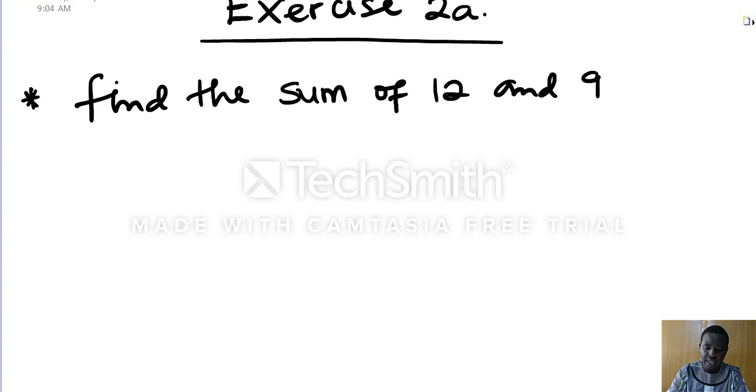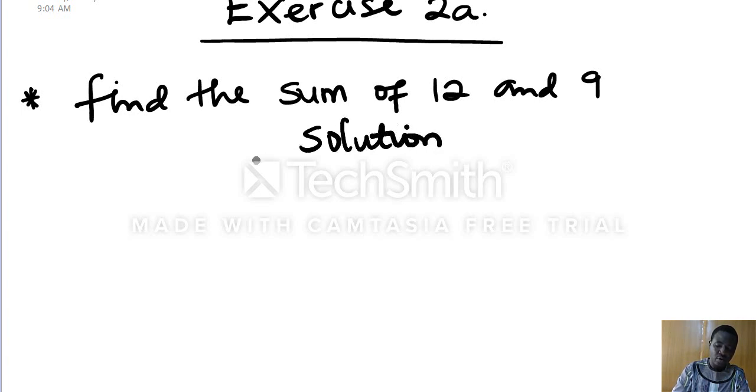So question 1 on exercise 2A says we should find the sum of 12 and 9. Now you don't just go straight ahead giving us the answers. You have to put them down in a format, by interpreting the question as it is. This is said to be an algebraic statement, so you have to put it in an algebraic expression. What do you understand by finding the sum of 12 and 9?